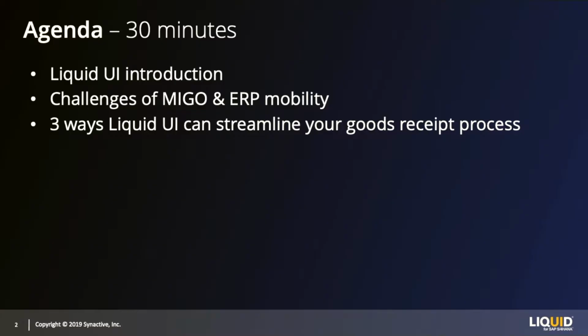Here's the agenda for today. Again, we'll keep it short, about 30 minutes or so. We're going to start with an introduction to the Liquid UI platform for those who may not be familiar. Then we are going to quickly run through some of the challenges that no doubt we're all familiar with as far as MIGO and ERP mobility more broadly. And then we're going to take a look at 3 ways that Liquid UI can streamline your goods receipt process, and that's going to be really the fun and meaty part of today's presentation, because we're going to be doing 3 separate demos. So I'm looking forward to this. I hope you are as well. And with that, let's get started.